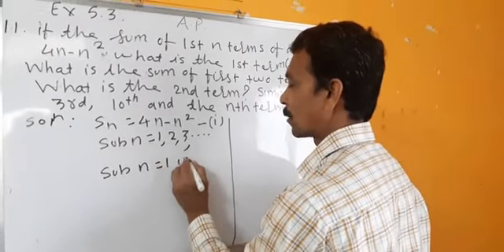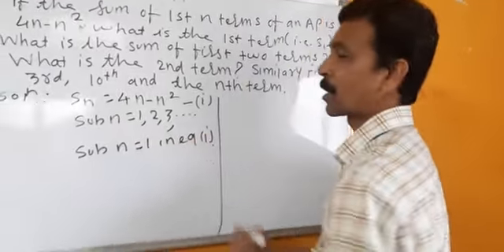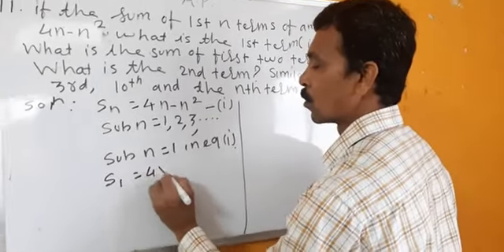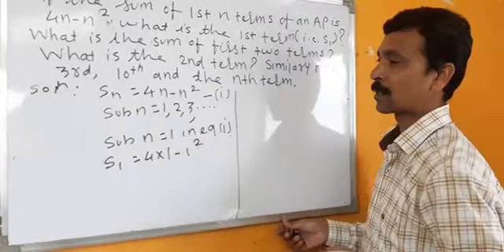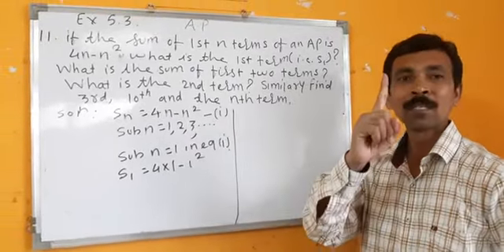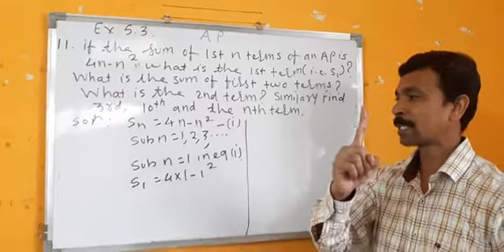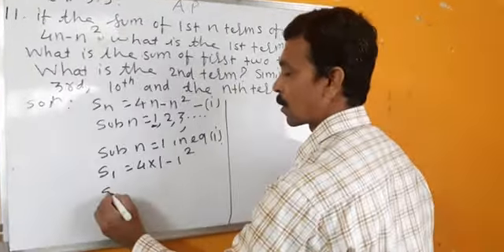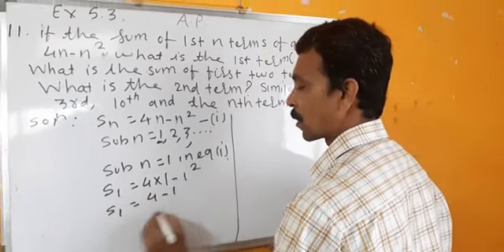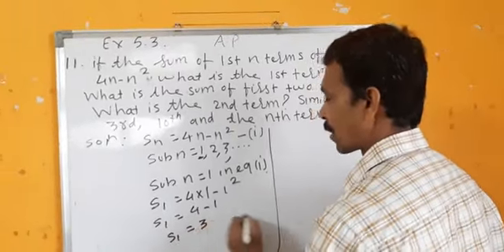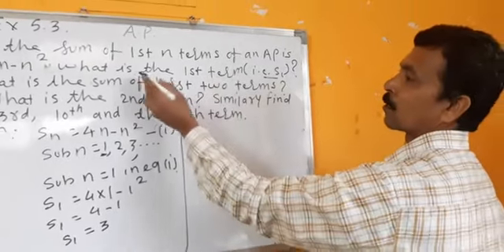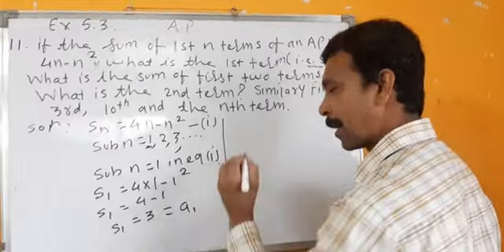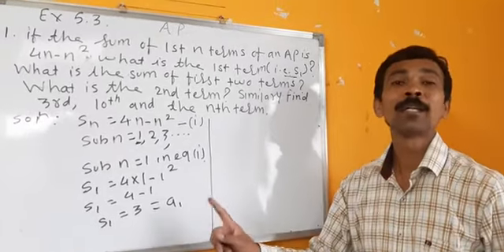Substitute n equals 1 in equation 1. Then we will get S1. S1 is equal to 4 into 1 minus 1 square, because wherever n comes in equation number 1, we have to put the value 1. S1 is equal to 4 minus 1. S1 is equal to 3. But the sum says the first term is S1. Here S1 is equal to A1.